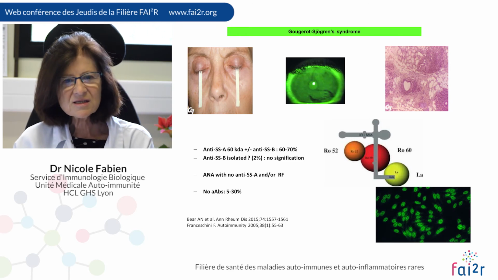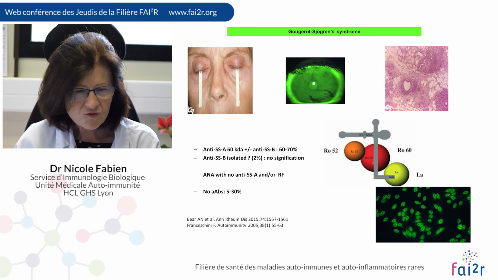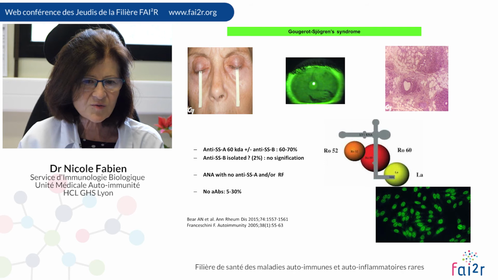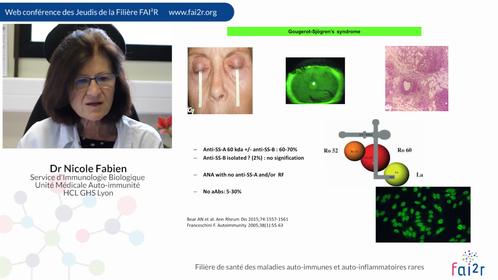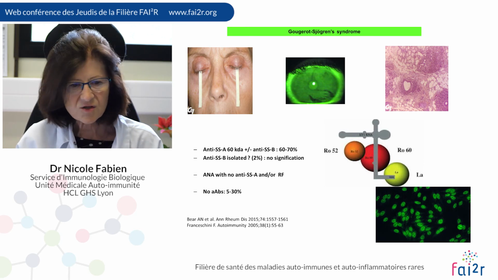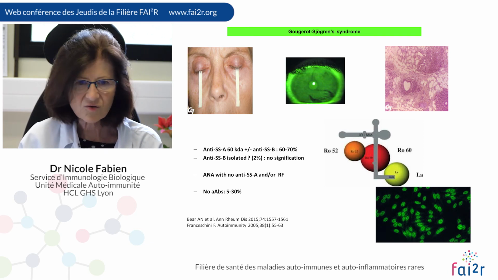Another disease is Gougerot-Sjögren syndrome, with the presence of anti-SSA 60 kD and 52 kD in 60 to 70% of patients, but sometimes they are not present and you can detect ANA but with no specificity. And sometimes also rheumatoid factor, and sometimes no autoantibodies at all.